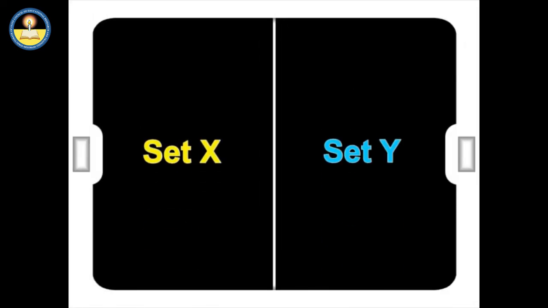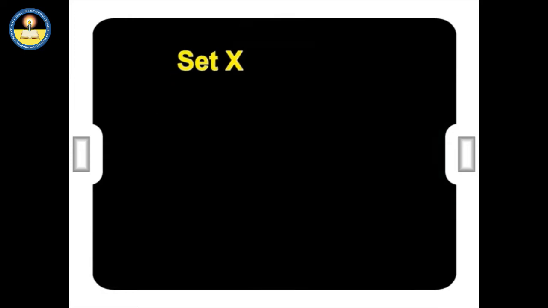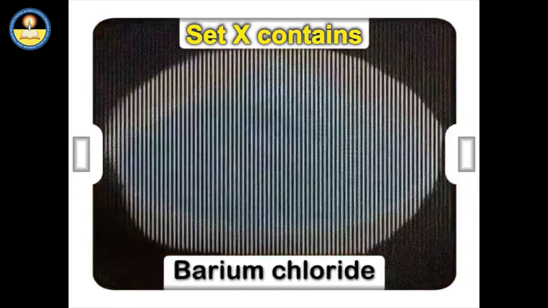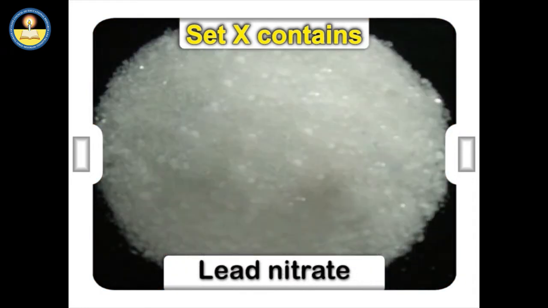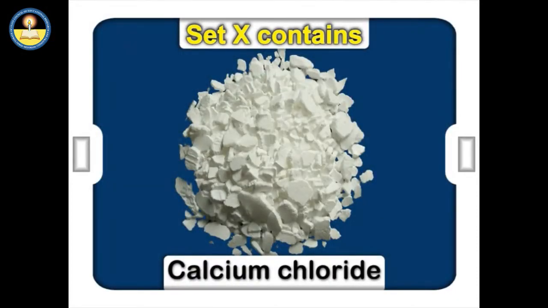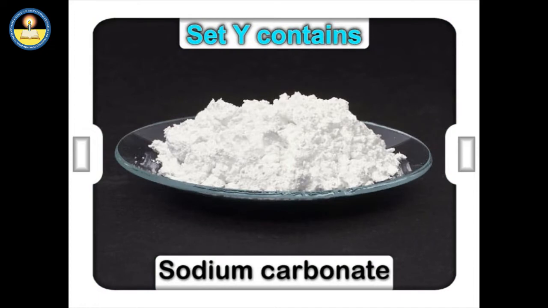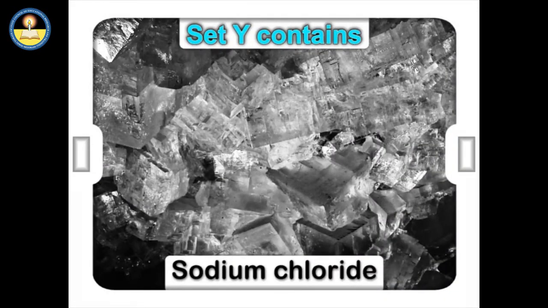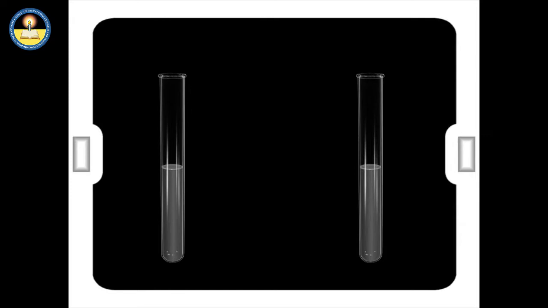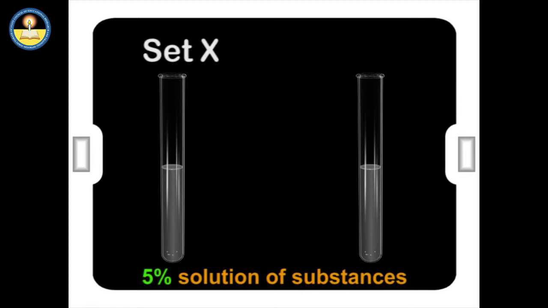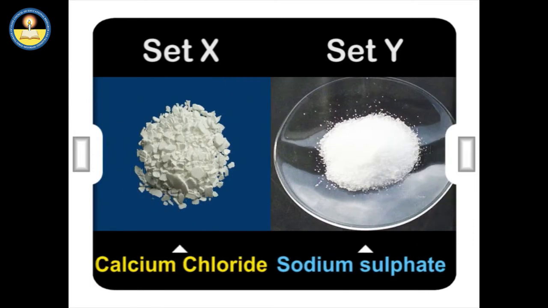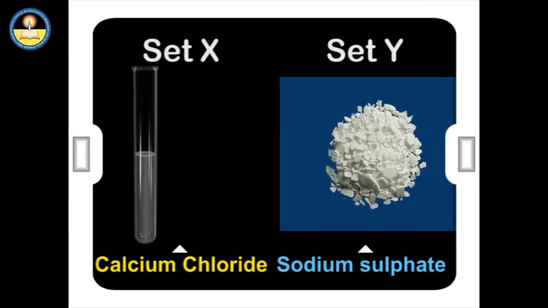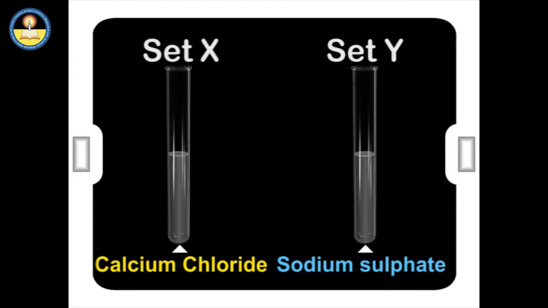Let us take two sets of chemicals, X and Y. Set X contains 1. Copper sulfate, 2. Barium chloride, 3. Lead nitrate, 4. Calcium chloride. Set Y contains 1. Sodium carbonate, 2. Sodium sulfate, 3. Sodium chloride. Now we will follow the steps one by one. Prepare separately a 5% solution of substances listed in X and Y in water. We take calcium chloride and sodium sulfate and make a solution of it. You will see the salts are being replaced by solutions on the screen containing colorless solutions.